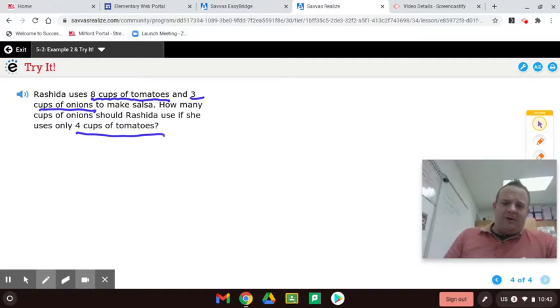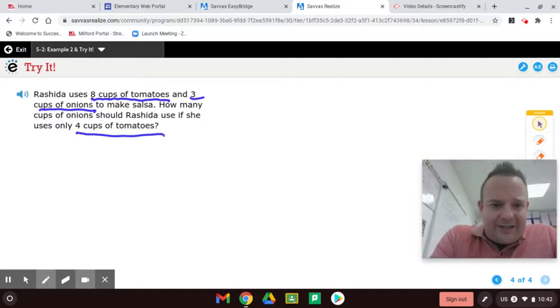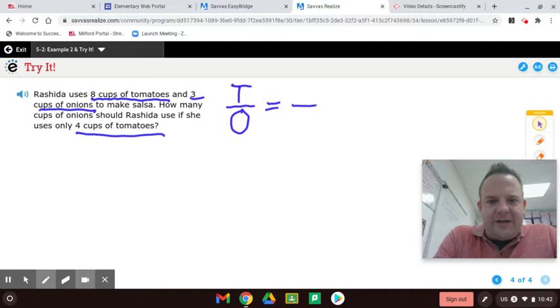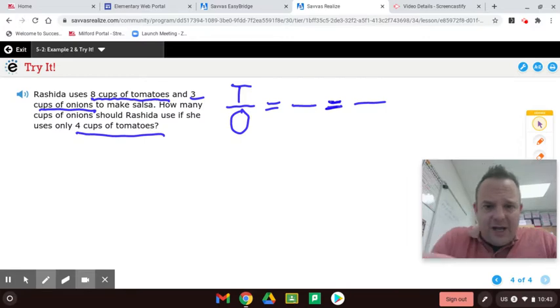And then they give you one of them, and you have to figure out the other. Now, how do we do this in the most fast and efficient way? Well, what I like to do are these proportions. So I write down my ratio to keep everything in line. Cups of tomatoes will be T, and cups of onions will be O. And then I do this. So this should be all over your math notebook, in my opinion, because I think it's the most fast and efficient way. You can do any way you want, but this way I do it.